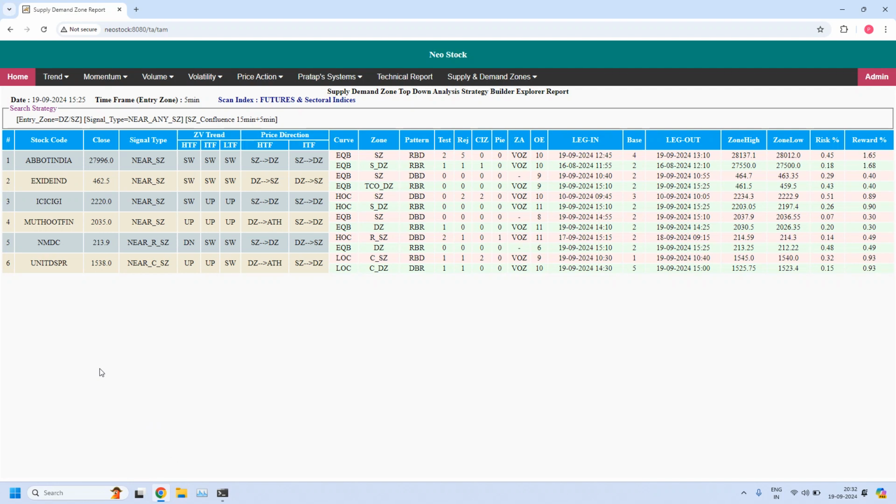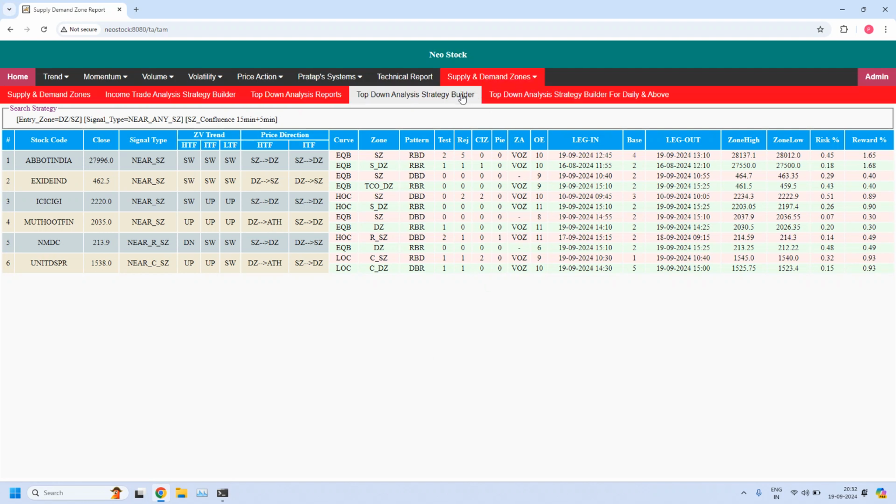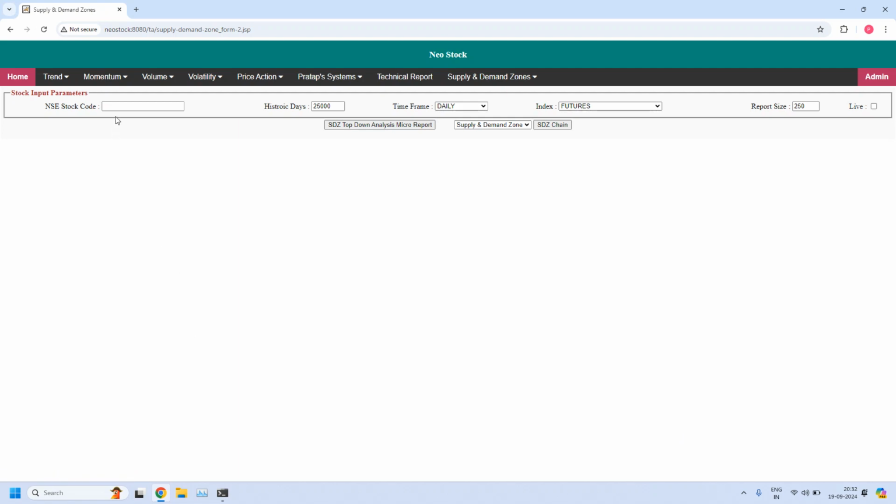Okay, this is about stocks near demand and supply zones. We also identified daily and 75 minutes high liquidity zones. So the next set of reports are about NIFTY and BANKNIFTY supply demand zone chain. First, let's start with NIFTY. Starting from monthly time frame, I am generating monthly supply demand zone chain for NIFTY.